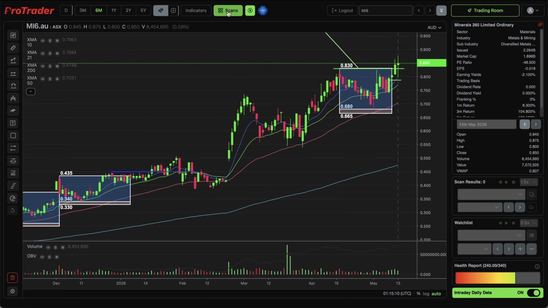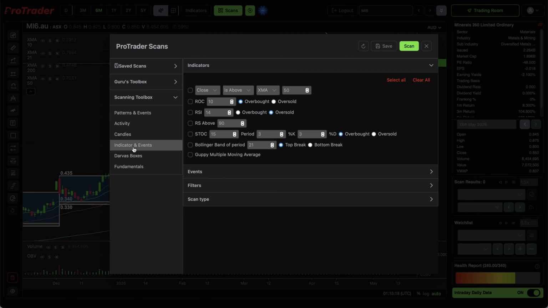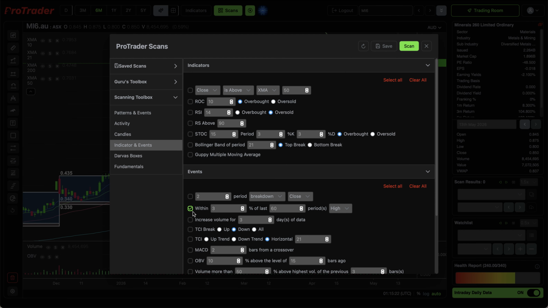Now the next one is the percent scanner. All right, so go into scanning toolbox, click pattern and events or indicators and events. Okay, and then I like this percent scanner. Within 3% of the last 60 period high. You can change that to maybe last 50 period highs.